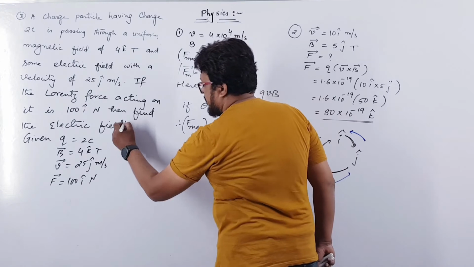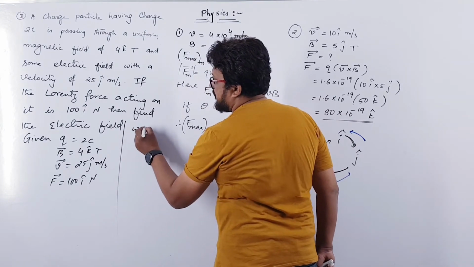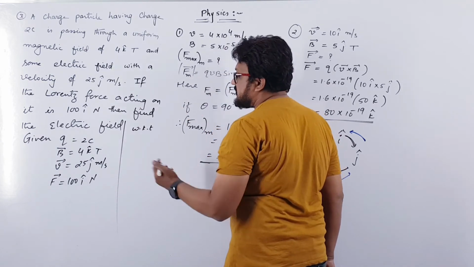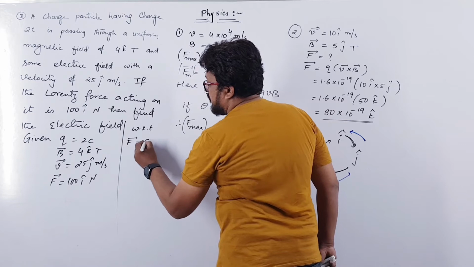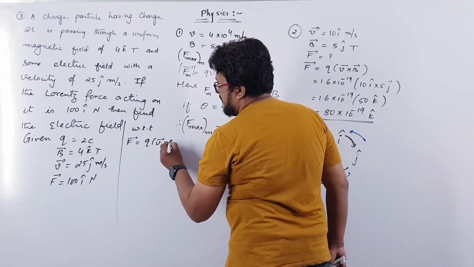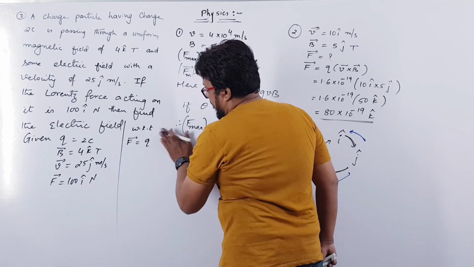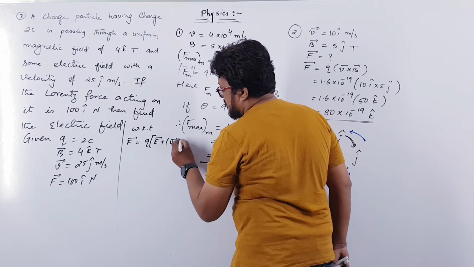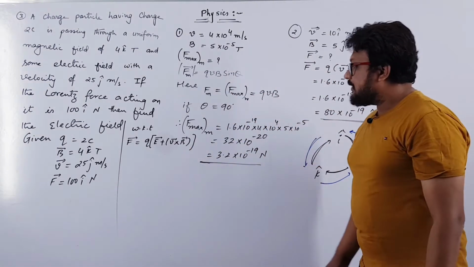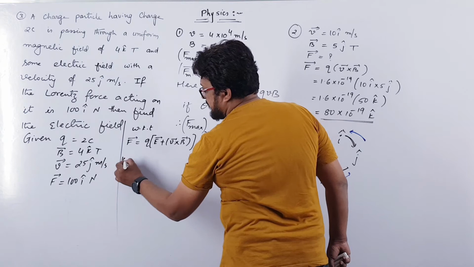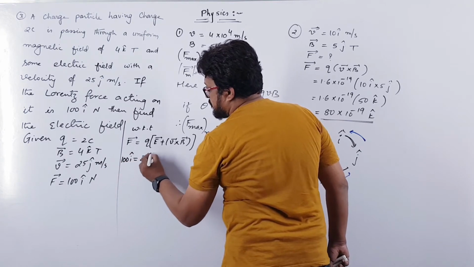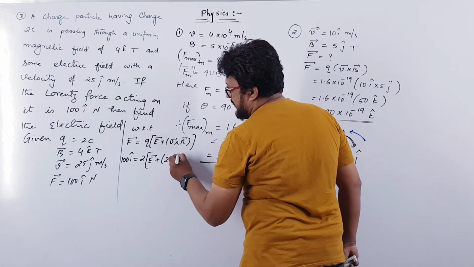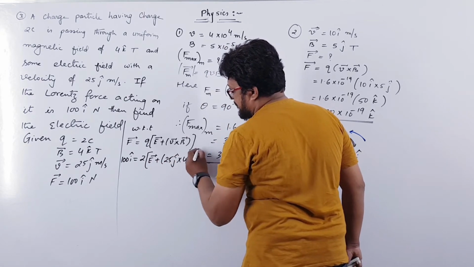So here, as we know, the Lorentz force acting on a charged particle moving in a uniform electric as well as magnetic field is given as F equal to Q into E plus V cross B. Just we have to simplify this, right? So force here is 100 I cap equal to Q, which is 2, into electric field, which is unknown, plus 25 J cap cross 4 K cap.